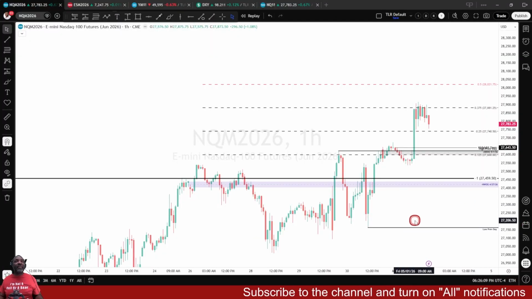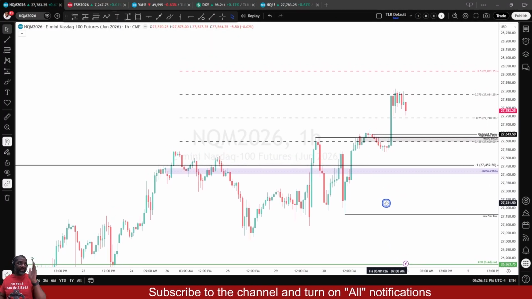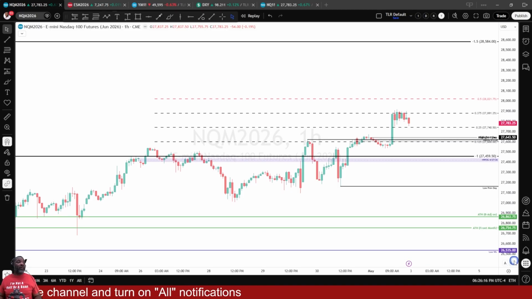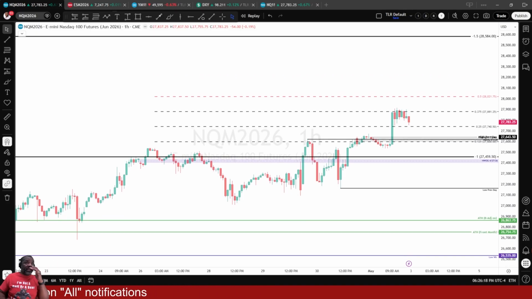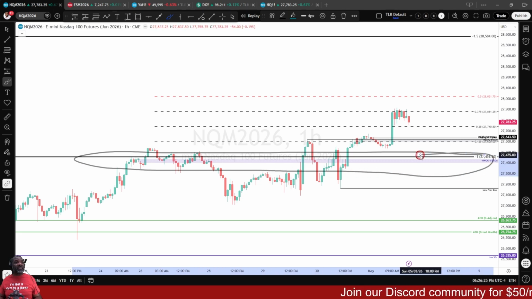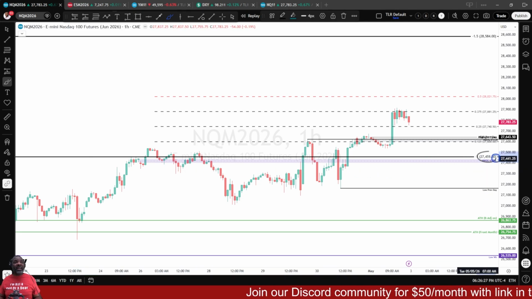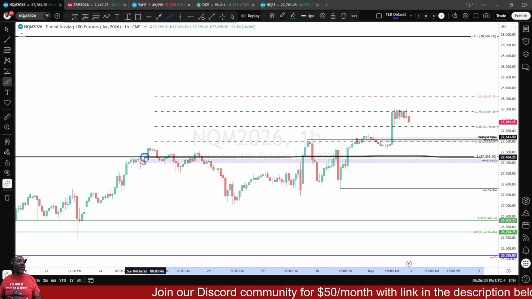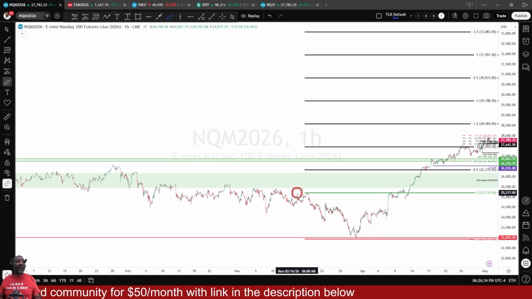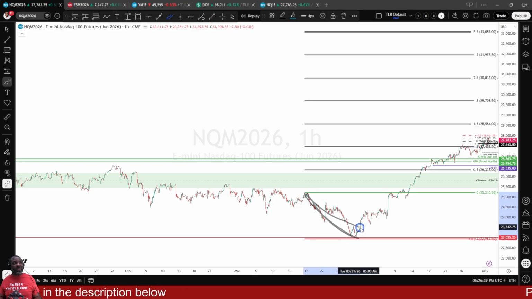Now that we have dropped down into our intraday time frame, this is an hourly chart right here. Like we said on our daily time frame, this dark black line right here at 27,459.5, that's our one standard deviation from our manipulation leg, all the way down here. This from this high down to that low.